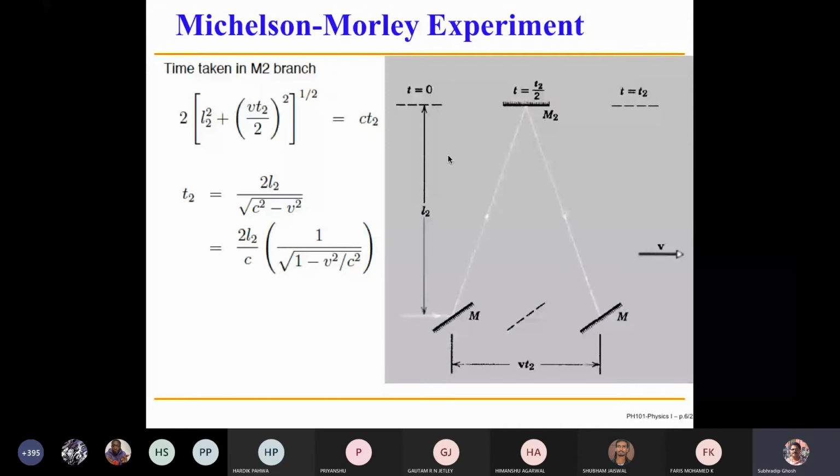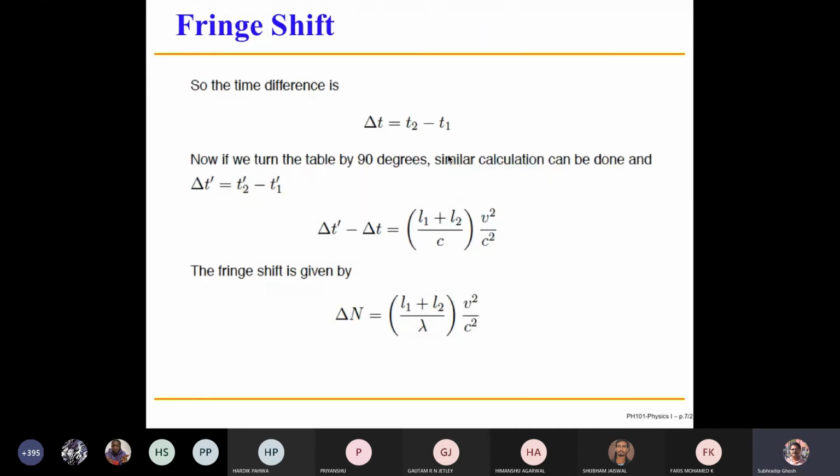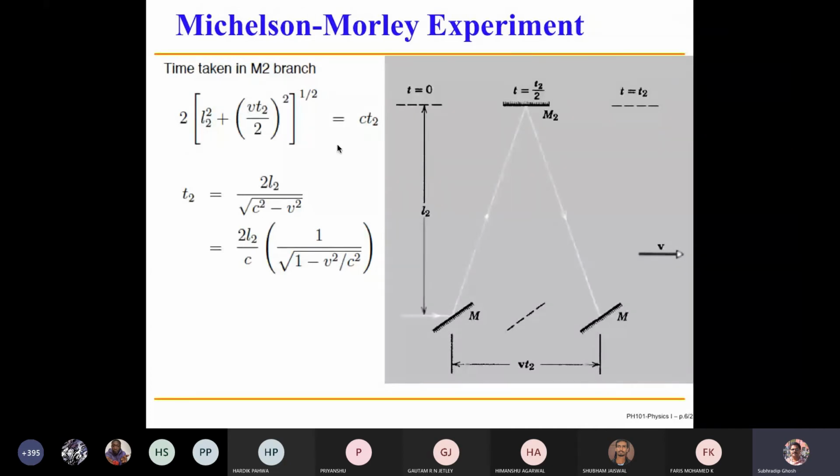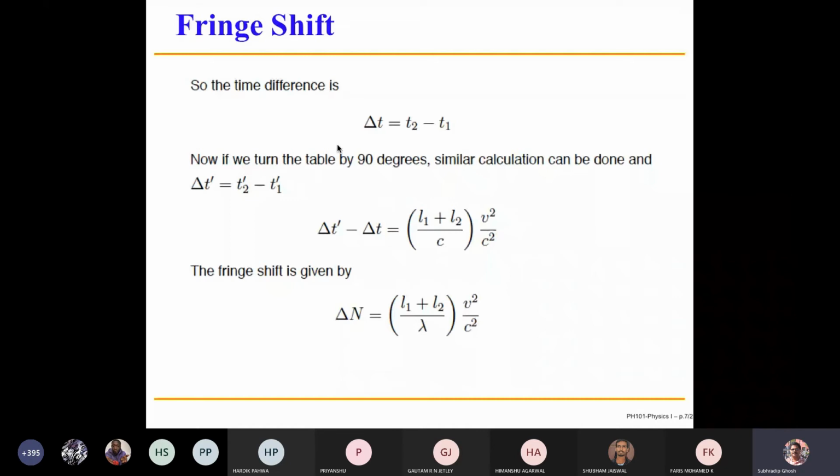So the time difference for these two light beams from M1 and from M2 to come to my eyepiece, or to this point M before being transmitted, is T2 minus T1, which we can calculate. Now, you may say that you are biasing this: if one of them is movable and the other one is fixed, why is one in the perpendicular direction and the other in the parallel direction? Why don't we repeat the experiment by interchanging these two? Yes, we will do that. So we turn the table by 90 degrees, and a similar calculation we can do.